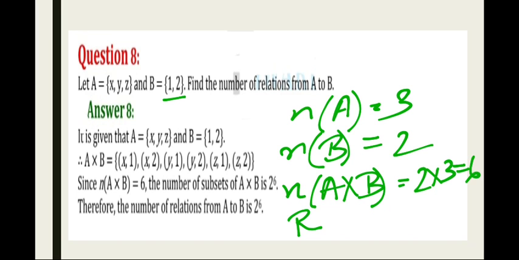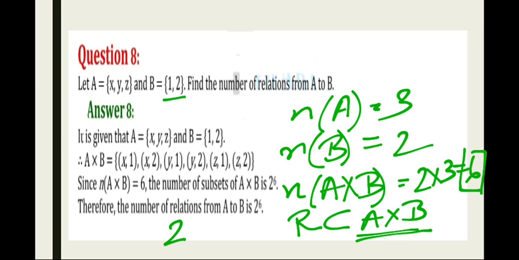Now, a relation set is a subset of A cross B, any subset of A cross B. Right. Now, the cardinality of A cross B is given as 6. So, how many possible subsets can you form of this A cross B set? It will be 2 to the power 6, and any one of them can be the relation. So, the number of relations will be 2 to the power 6.